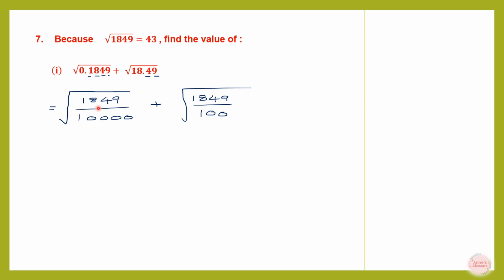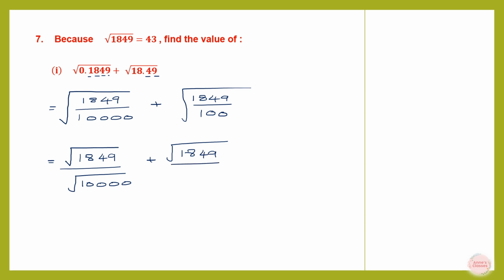And now we know the square root of this. This is already given to us. So before that, let's separate it and write separately so it gets easier for us. So the square root of 1849 divided by the square root of 10,000, plus here also we have the square root of 1849 by the square root of 100.